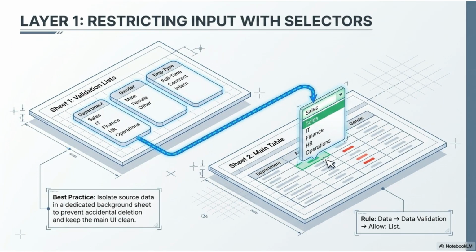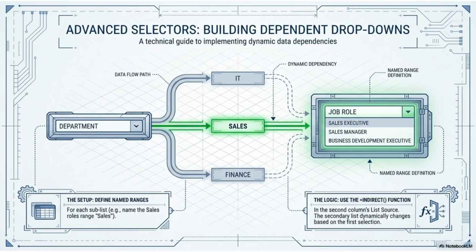Layer 1: use drop-down lists to control user input. Keep the source list on a separate sheet to prevent accidental changes and keep the main form clean. For an advanced form, use a dependent drop-down list with a named range and the INDIRECT function. The second list changes automatically based on the first selection.